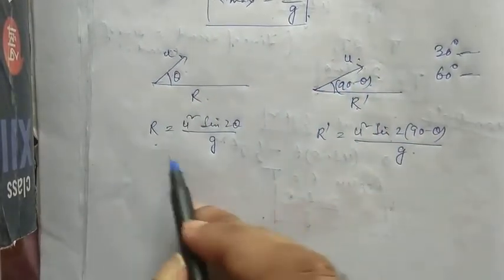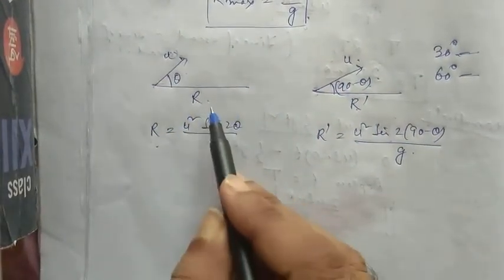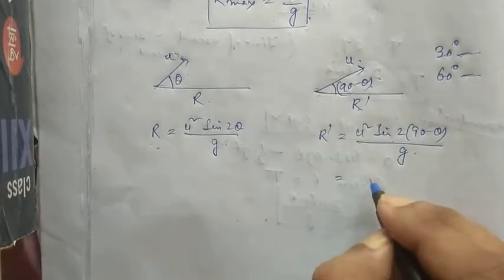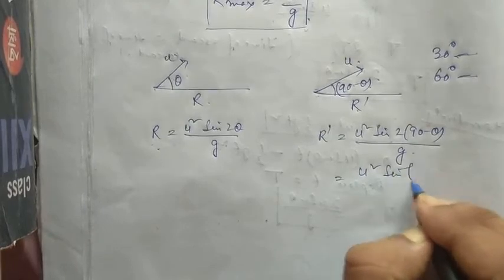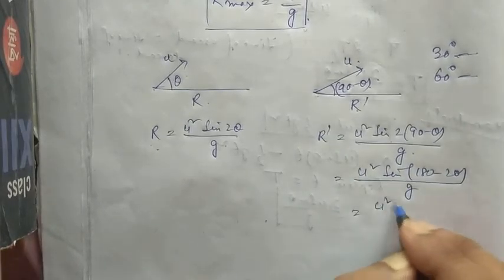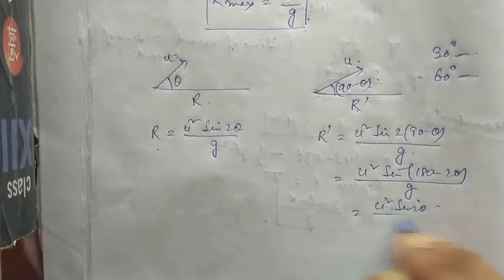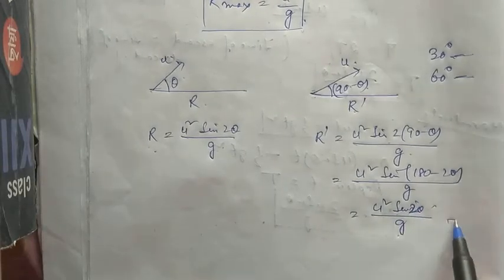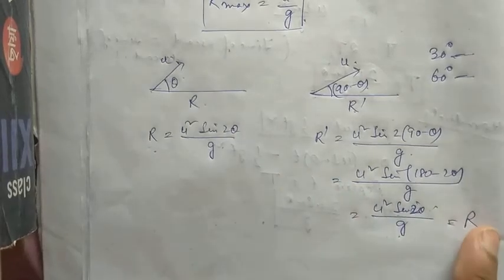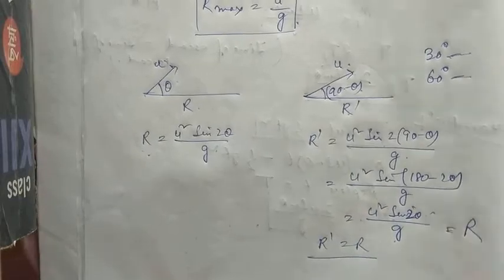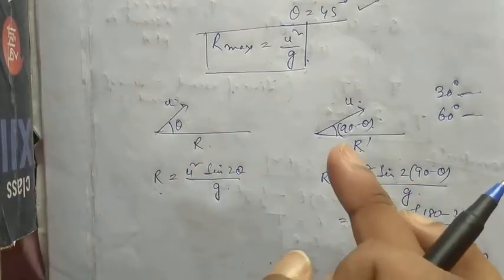How do you derive it? We write R as u square sin 2 theta by g and R dash is u square sin 2 into 90 minus theta by g. We all know that sin of 180 minus 2 theta becomes sin 2 theta. So u square sin 2 theta by g is the same value as R, so R dash becomes equal to R. So for complementary angles, the ranges of the projectiles are the same.